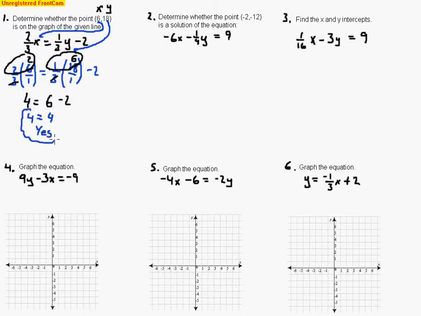So on the test, I want you to write down, show that substitution, and then show how the two numbers equal. Don't just leave it at 6 minus 2. Go the full way, say 4 equals 4. And that's proof for me.